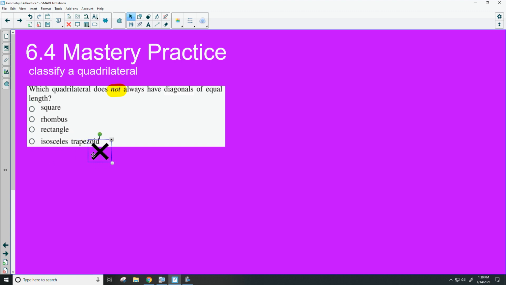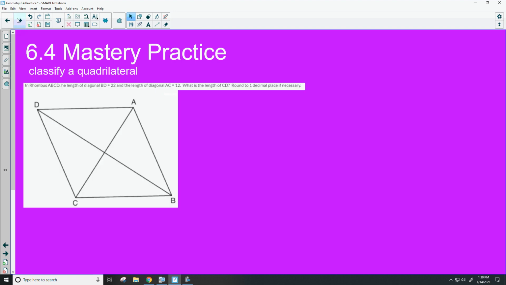And here's the other thing. Now you know isosceles trapezoids have congruent diagonals. This one is rhombus. Diagonals are not equal in length in a rhombus, but they are in the other three. And the last one, and it says that this is a rhombus.